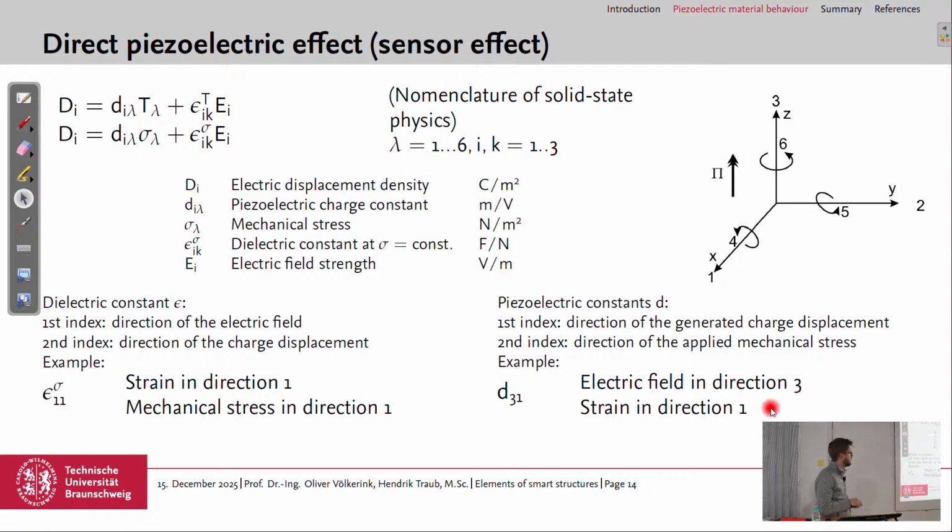So we have, for example, d31, which would be electric field in 3 direction, and it causes a strain in 1 direction. So it's perpendicular. If we would have d33, it describes the electrical field in 3 direction and also the strain in the same direction as the electric field.